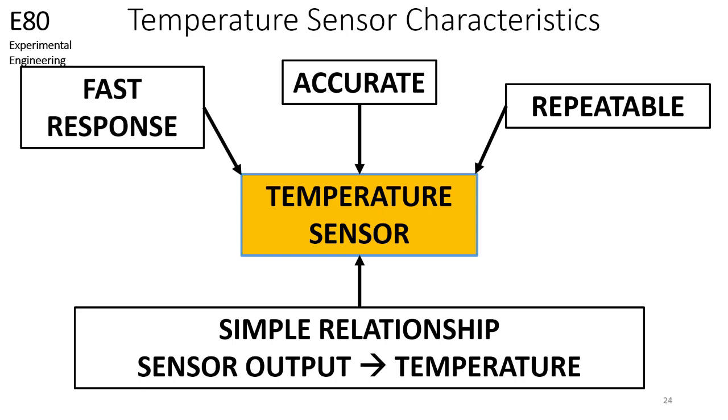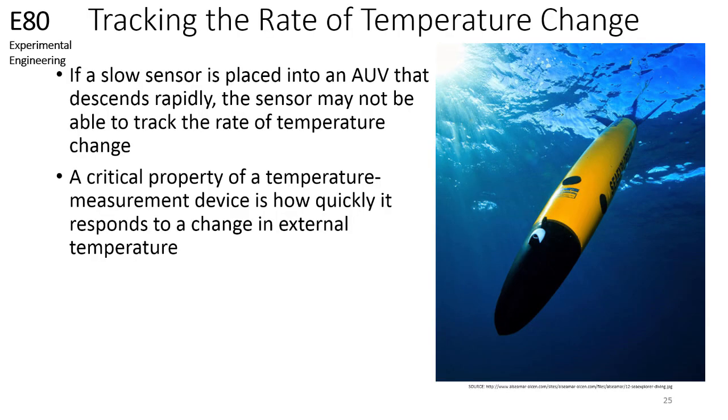Response time is another important characteristic of temperature sensors. Will your robot be descending rapidly or slowly? Will a sensor response time of 4 to 60 seconds be sufficient? Or will you be needing a sensor with a response time of less than a second? These are important questions to ask because if a slow sensor is placed into an AUV that descends rapidly, the sensor may not be able to track the rate of temperature change. A critical property of a temperature measurement device is how quickly it responds to a change in external temperature.